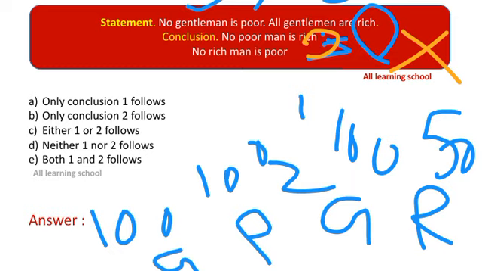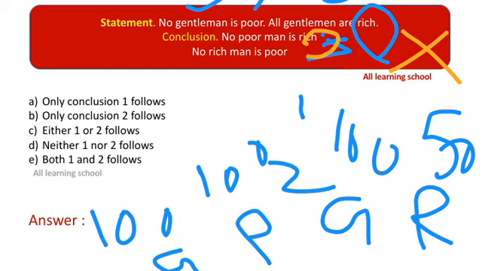As income is 50, expense is 100, expense could not be more than income. As in this case expense is more than income, so it will be wrong conclusion. First conclusion will not be followed.